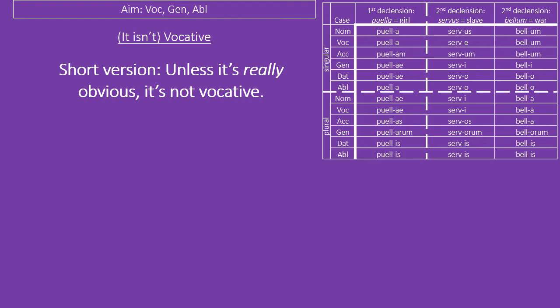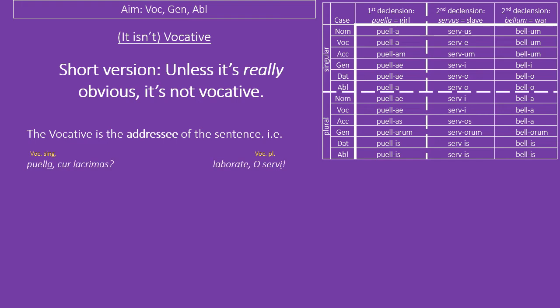So, first of these, vocative. If you're trying to work something out, it's not vocative. Saying that, the vocative is the addressee of the sentence. The employee is the person being employed, so the addressee is the person being addressed, being talked to. Examples: Puella, cur lacrimas? Girl, why are you crying? Laborate, o servi: work, oh slaves.